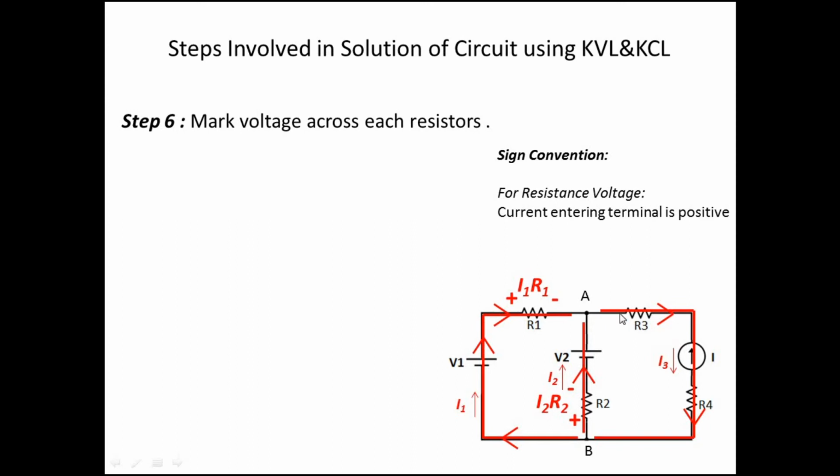Similarly for R3, the branch current is flowing like this. So this point will be plus and this will be minus. So here plus, here minus, and the current is I3. So the voltage will be I3 into R3.